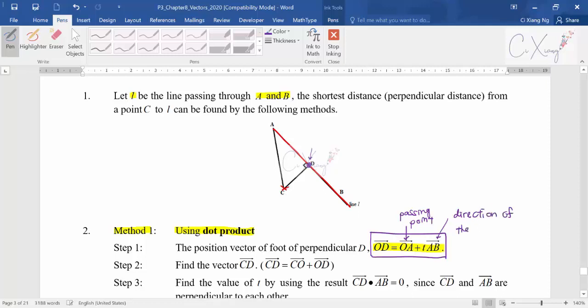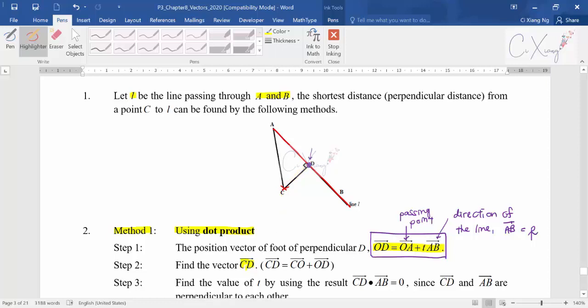Okay, so AB will be the direction of the line, where you can also assume that AB equals p. All right, if you understand this method. Okay, so OD, the first step is you let OD equal OA plus tAB. Then the second step is you try to find the vector CD. Why do you try to find the vector CD? Because eventually you want to find this length, correct or not? So I try to find out the vector CD first.